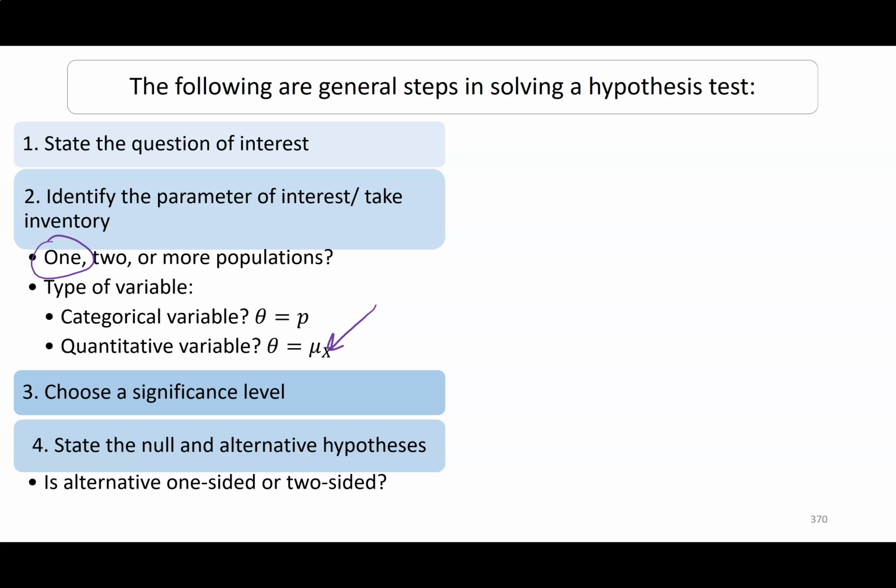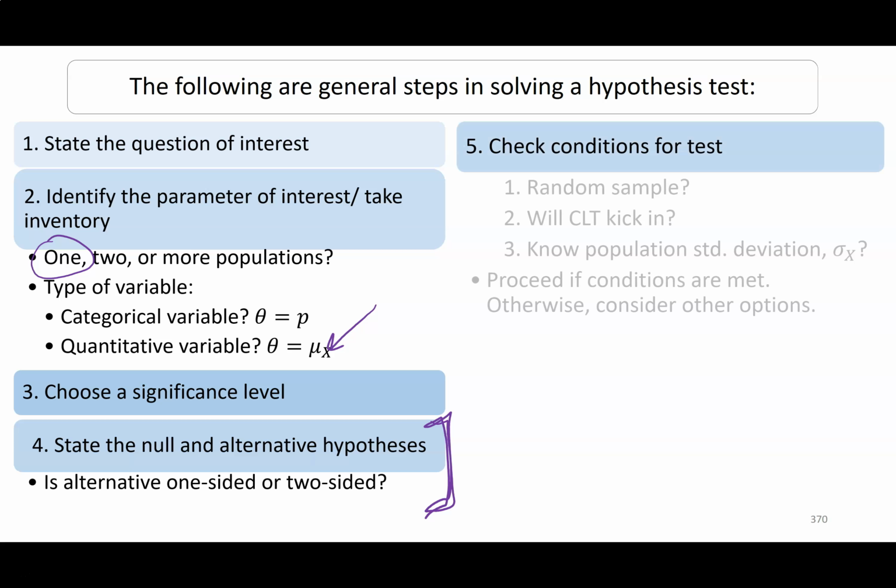And then 3, choose a significance level. So this is similar to choosing a confidence level, except here we're going to usually pick between 0.01, 0.05, and 0.10. And then this is the step we're focusing on in this particular lesson. State the null and alternative hypotheses. And then it's good to ask yourself, is the alternative hypothesis one-sided or two-sided?